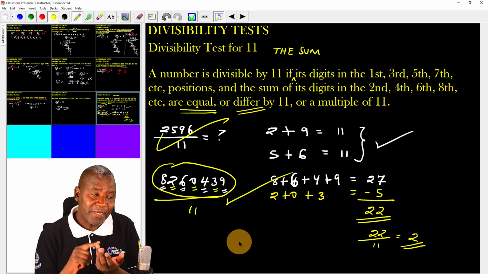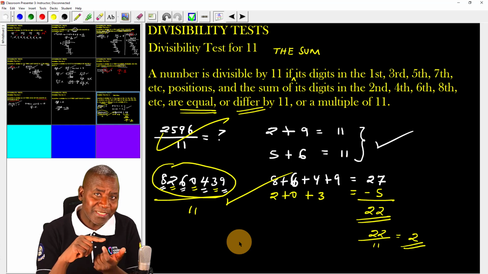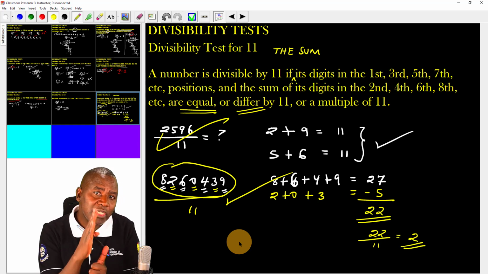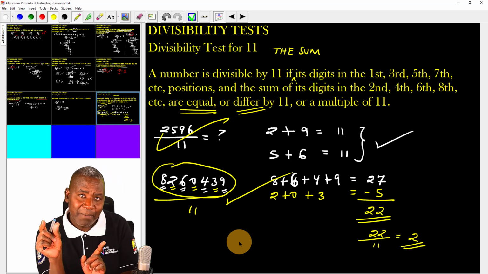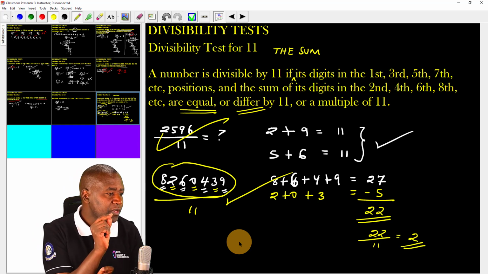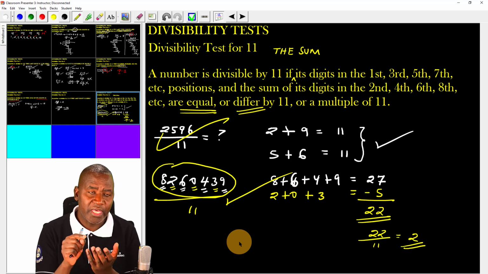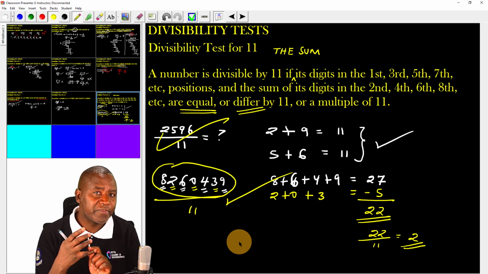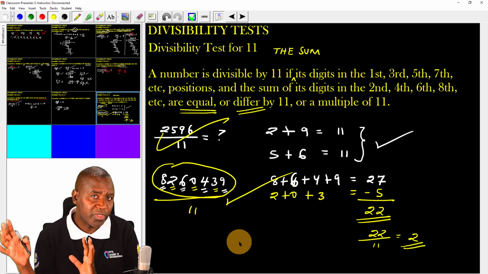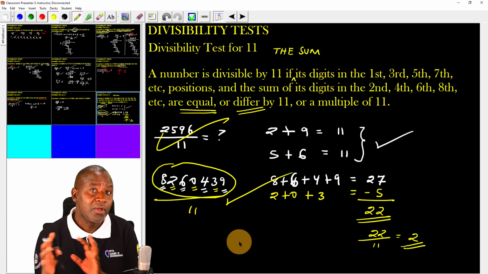The one in the first position, third, fifth, and seventh. Those are odd number positions. You add those digits together. You put that number aside. Then you look at the digits in the even number positions, like second, fourth, sixth, 8th, 10th, 12th, 14th, and so forth, depending on the size of the number which is given.